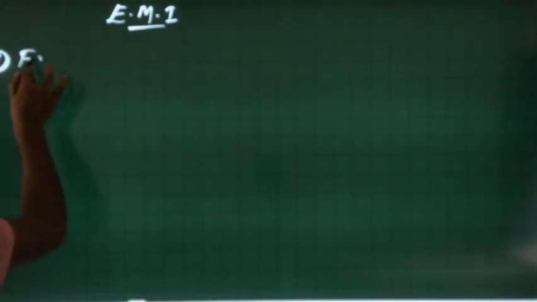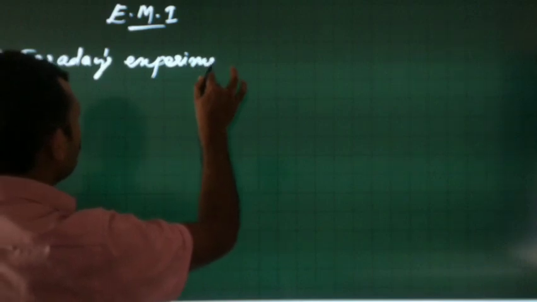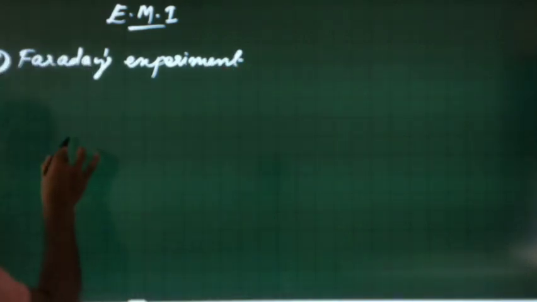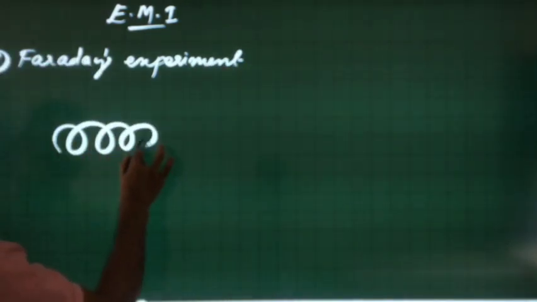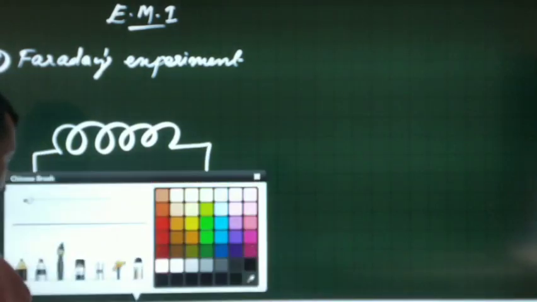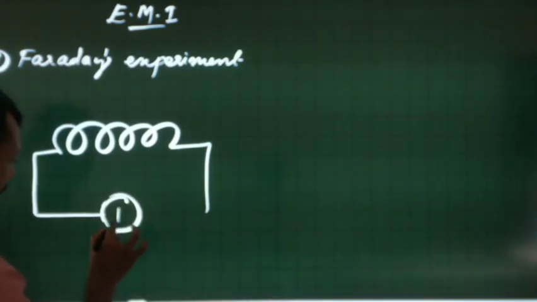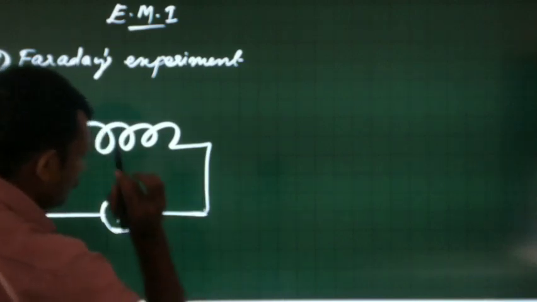So we will start with what is called Faraday's experiment. In one of the experiments, we have a coil which is connected to a galvanometer. So what is the use of a galvanometer? A galvanometer will detect the presence of electric current.